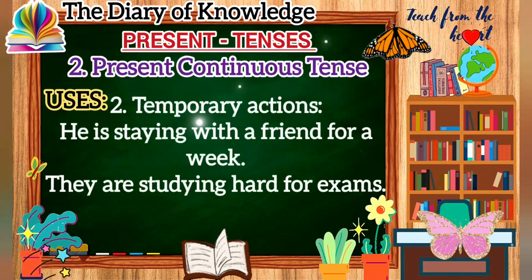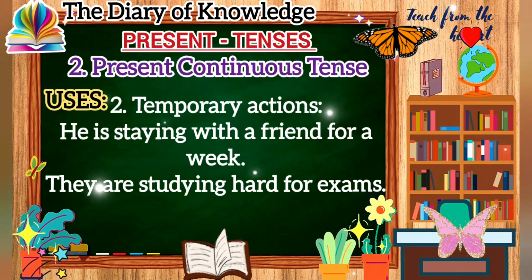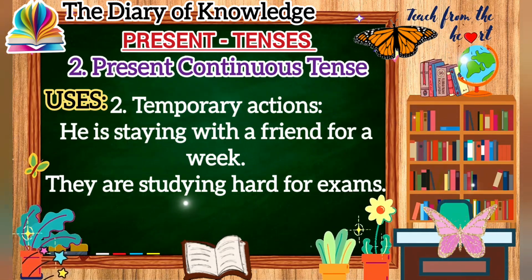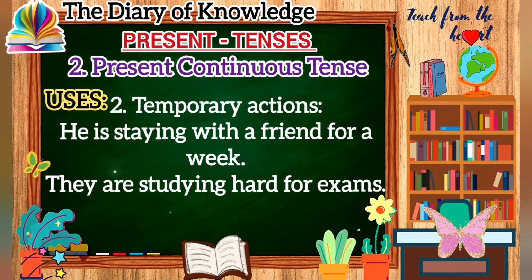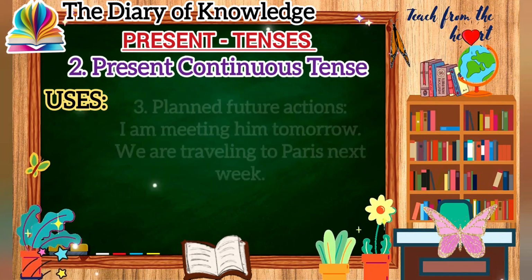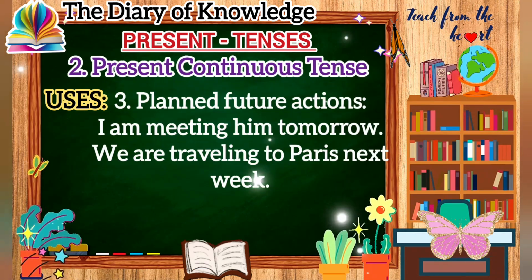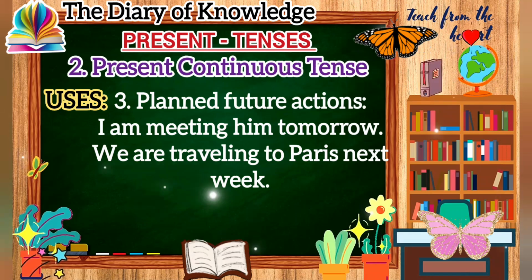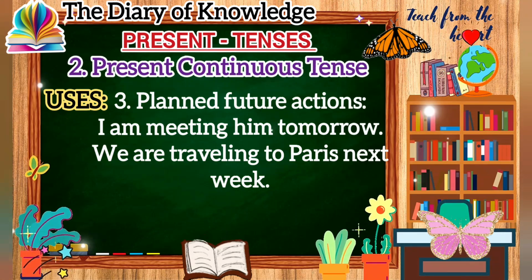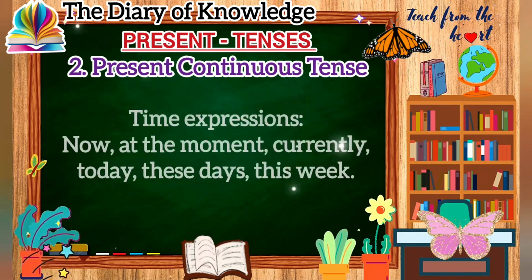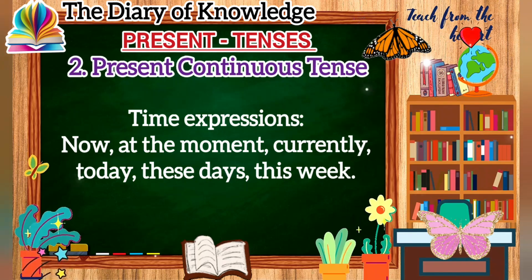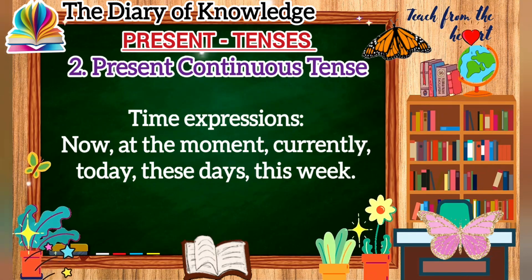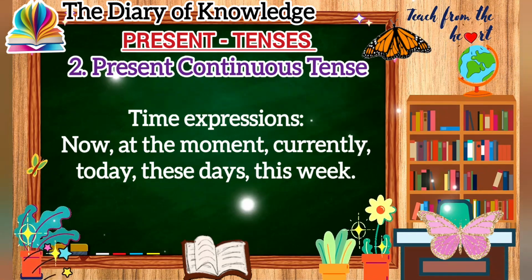2. Temporary actions. He is staying with a friend for a week. They are studying hard for exams. 3. Planned future actions. I am meeting him tomorrow. We are traveling to Paris next week. Time expressions: now, at the moment, currently, today, these days, this week.